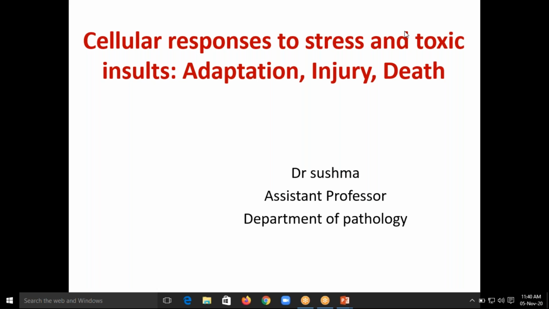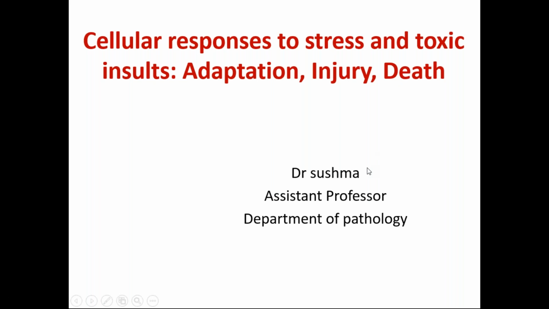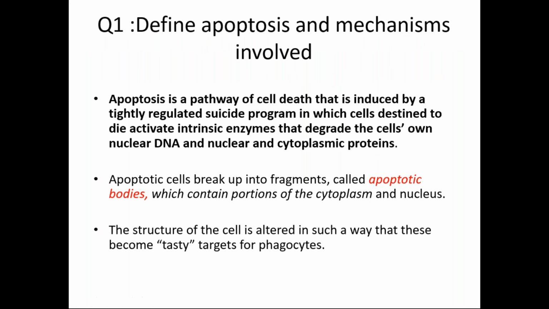Okay. So this is a revision class for the questions which were given to you in the exam. So I will be going according to the questions. So the first important question is: define apoptosis and the mechanisms involved in apoptosis. It is a major and important question in the first chapter. So as you all know, what is apoptosis?